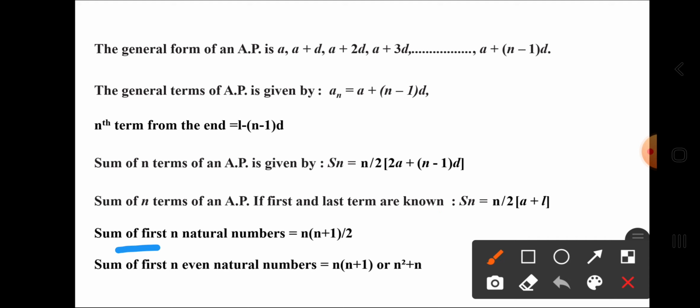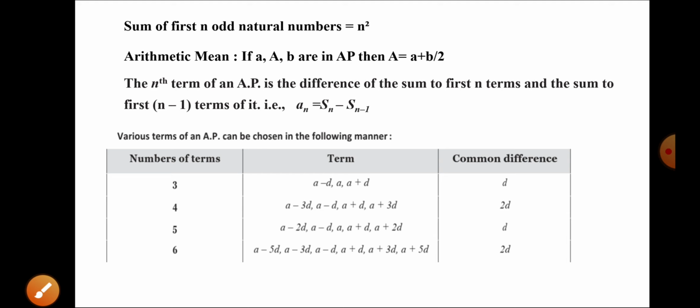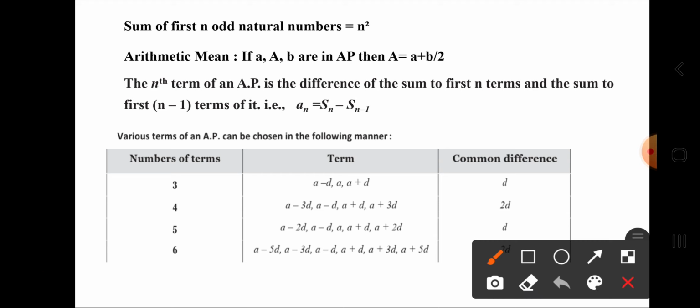The sum of the first n natural numbers is given by the formula Sn is equal to n into bracket of n plus 1 divided by 2, whereas the sum of the first n even natural numbers can be written as n into bracket of n plus 1. The next formula, the sum of the first n odd natural numbers, is just written as n square.